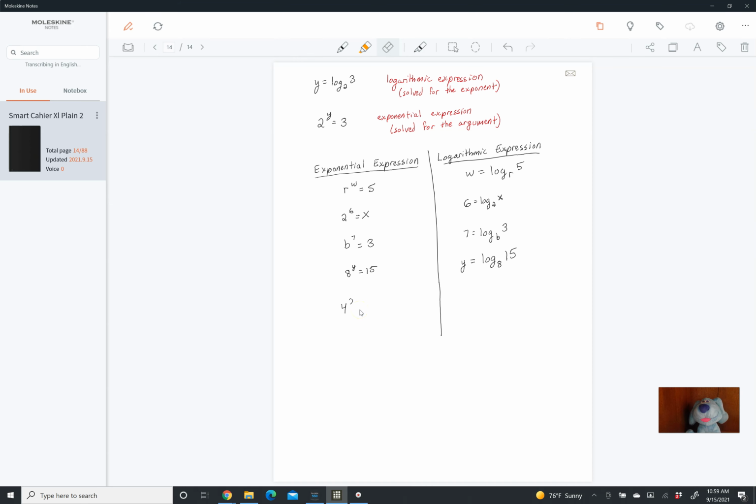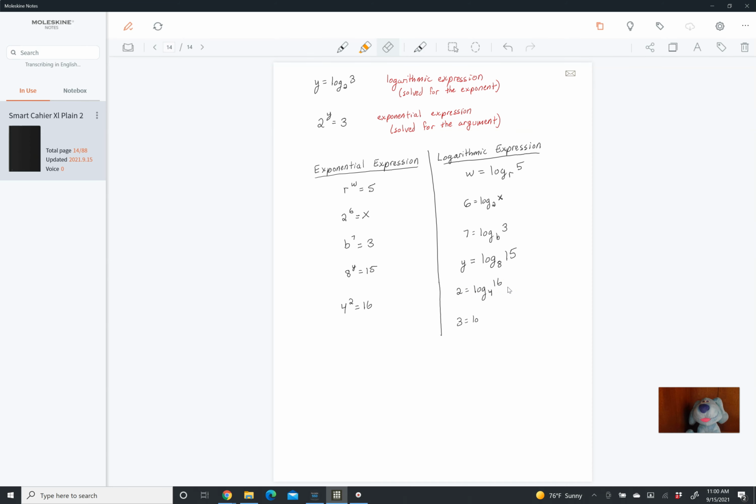Let's do 4 squared is equal to 16. So this is an exponential form, okay? Notice in logarithmic form, this is 2 is equal to log base 4 of 16. The base is 4 in both. The exponent is 2. This is solved for the exponent, and then our argument is 16.